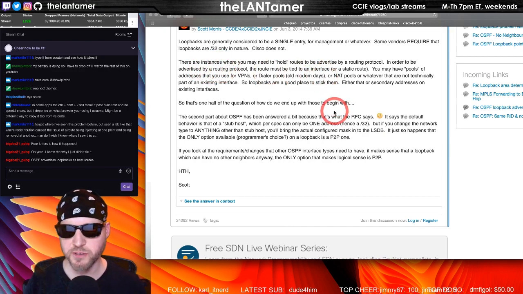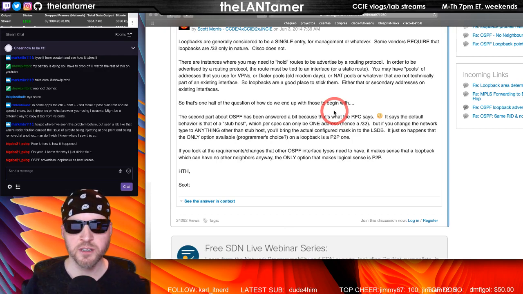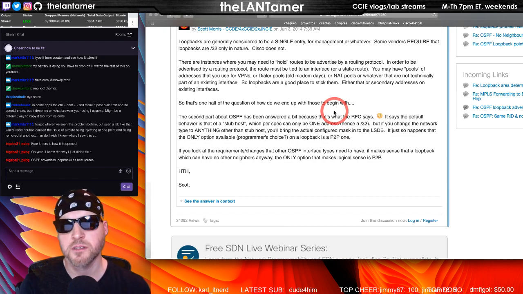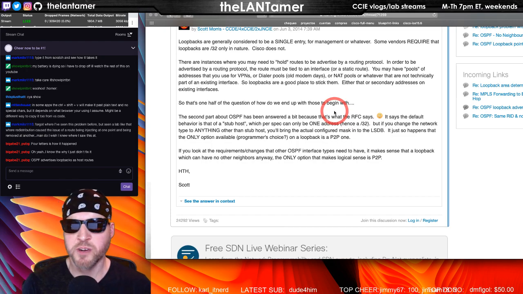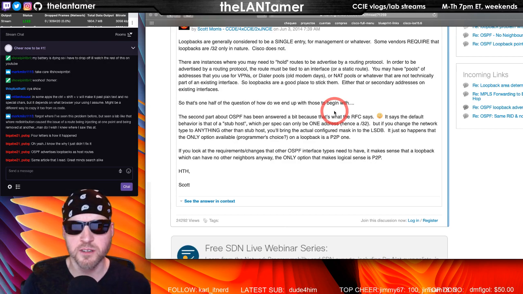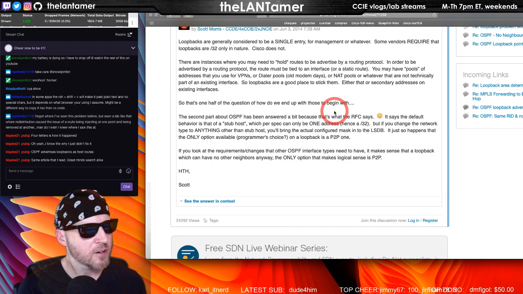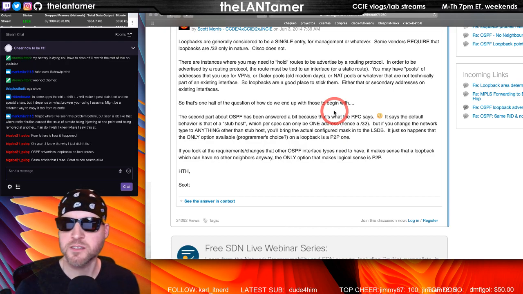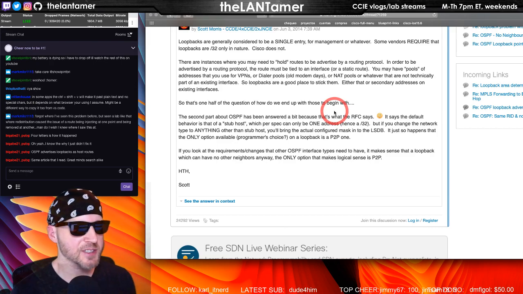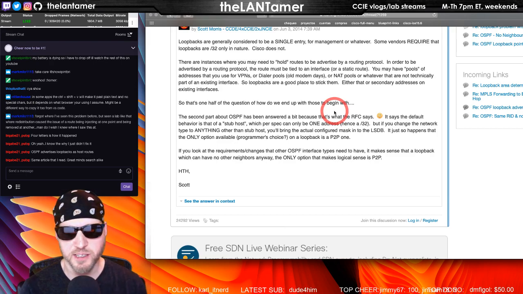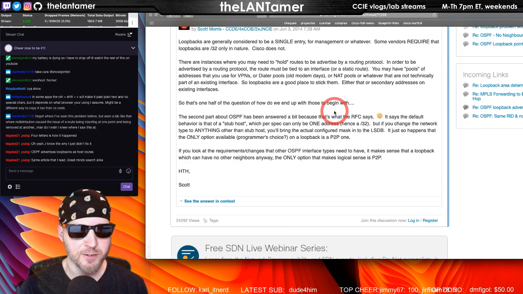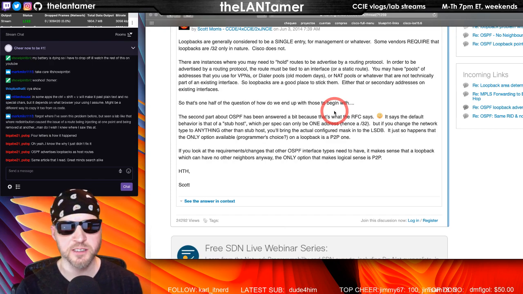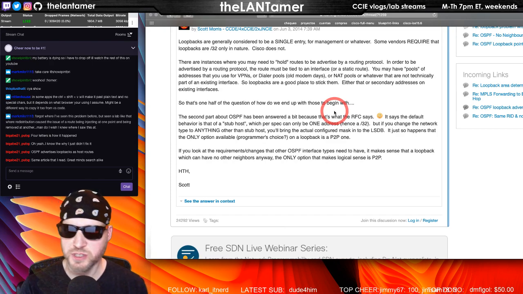Why would you use a /24? Well, a route could be tied to an interface. You may have pools of addresses for VPNs, NAT pools, etc. And good, same article I read. Yeah, great minds. Secondary addresses. I mean, there's a number of reasons. A loopback is a loopback. It's kind of like a hack, right? You have it to use it for different reasons, management, etc. But that's why you might want to use a /24.